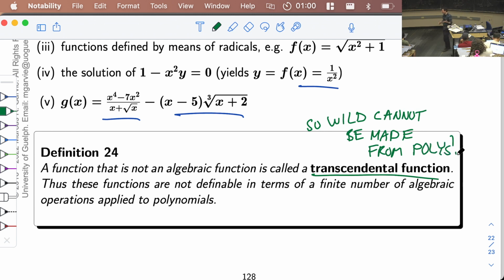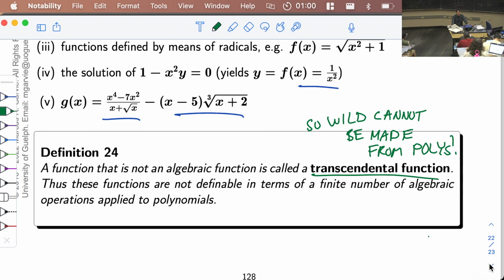And that's the reason it's interesting to have a name for algebraic things. You might believe that if I just know how to add and multiply, and I can do it enough times, I can make any function, but the answer is no, you cannot make the transcendental functions. And you might think these transcendental functions are useless, like they must be really crazy functions, right?